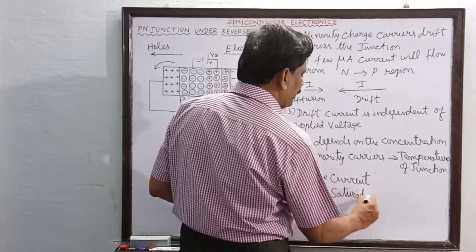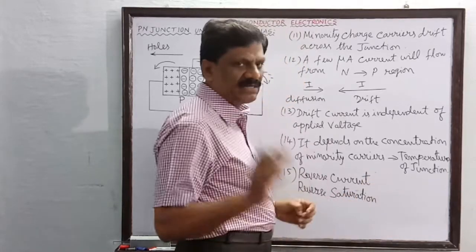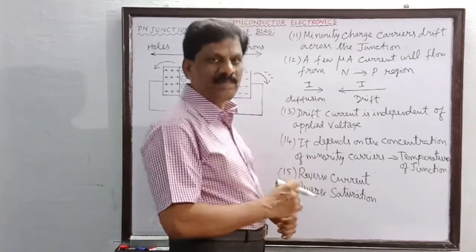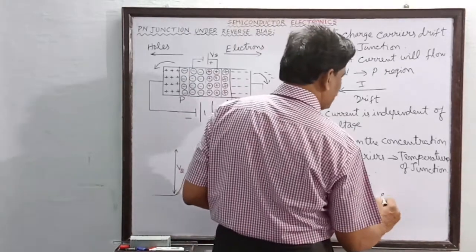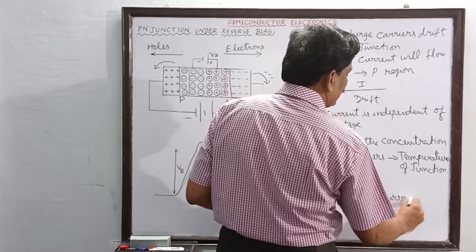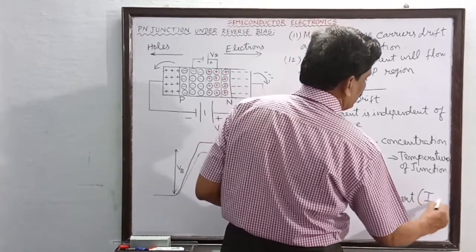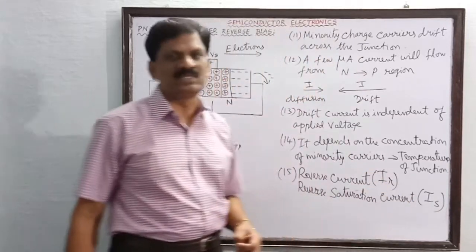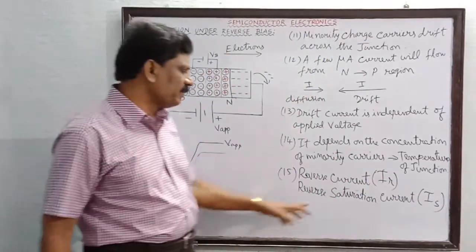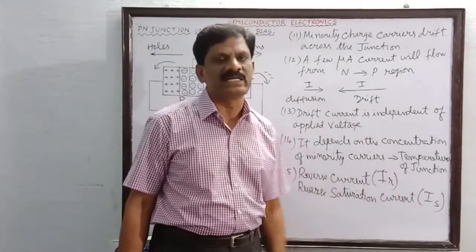Why? Because the current has attained a constant value and it is independent of the applied voltage, is it not? Therefore, it can also be called reverse saturation current, I saturation. But normally in textbooks it is mentioned as I reverse only, though some textbooks mention the same as reverse saturation current.